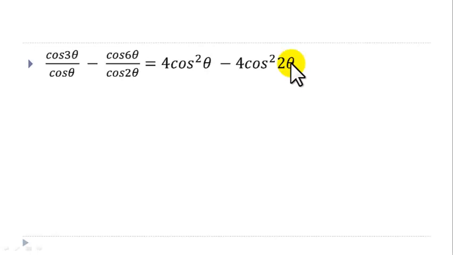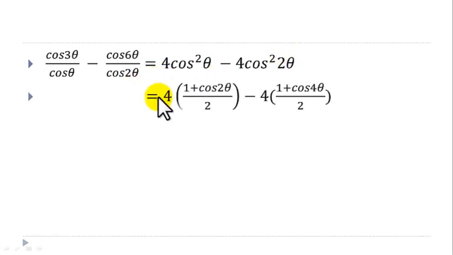But we can express cos²θ in terms of cos 2θ as 4 into (1 + cos 2θ) over 2. That is, cos²θ can be expressed as this. Then minus 4, we can also express cos²2θ as (1 + cos 4θ) over 2.